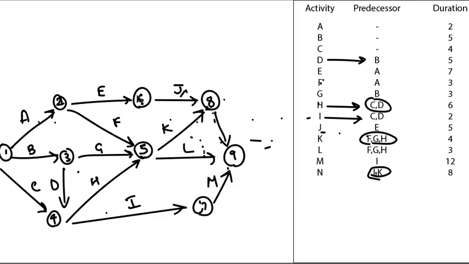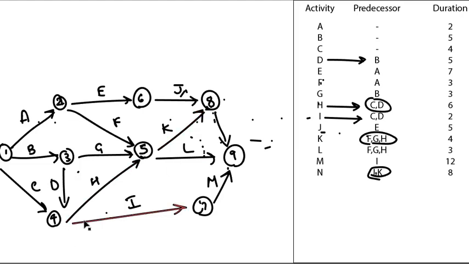I is coming from C and D. So H and I are coming from C and D. J is coming from E, right? K is coming from F, G, H. So F, G, H are meeting at a single node. K and L are both coming from F, G, H.